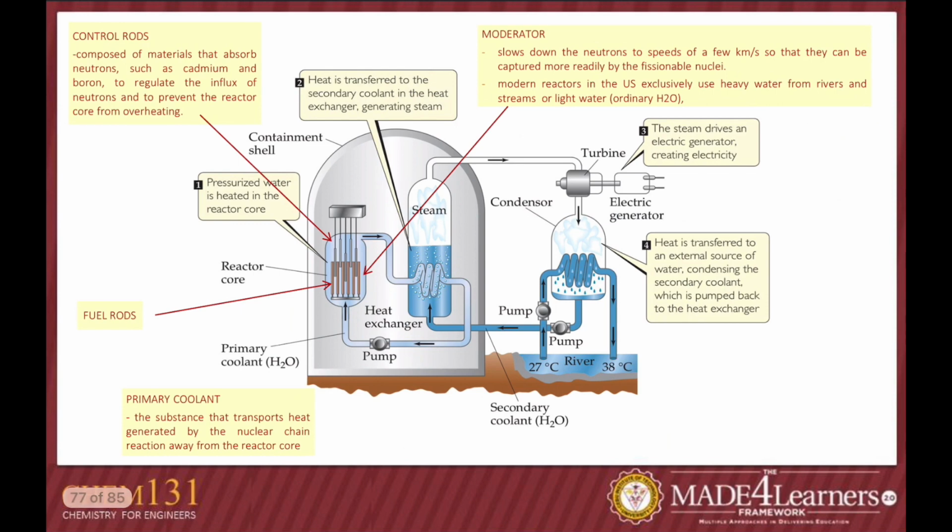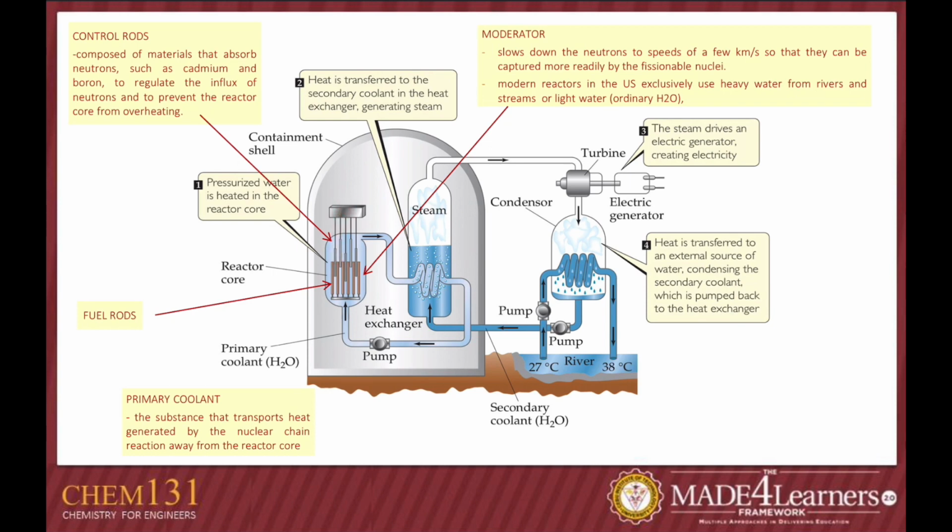So this is roughly how nuclear reactors look like. So here we have the reactor core, this is where the fuel rod is placed, where the fissionable material is placed. The pressurized water is heated in the reactor core. So inside where there is a fuel rod, there is also a control rod. This one on top is the control rod.